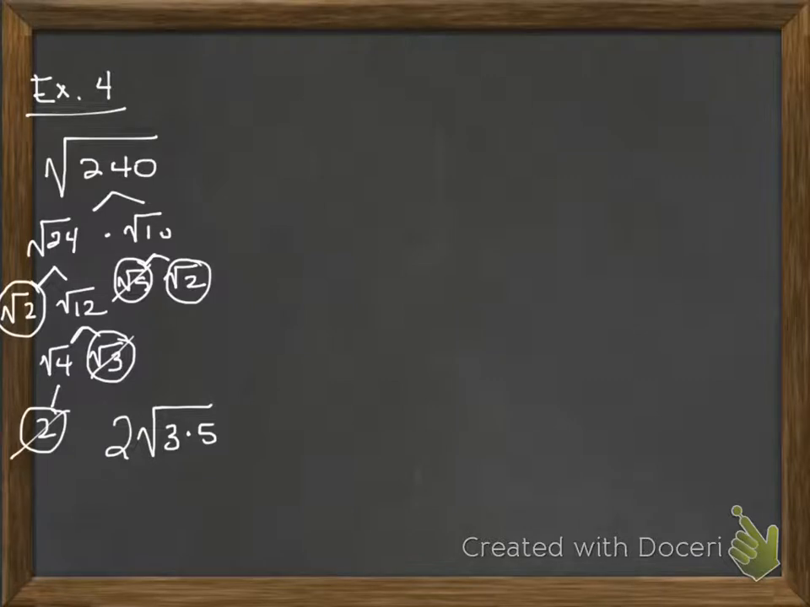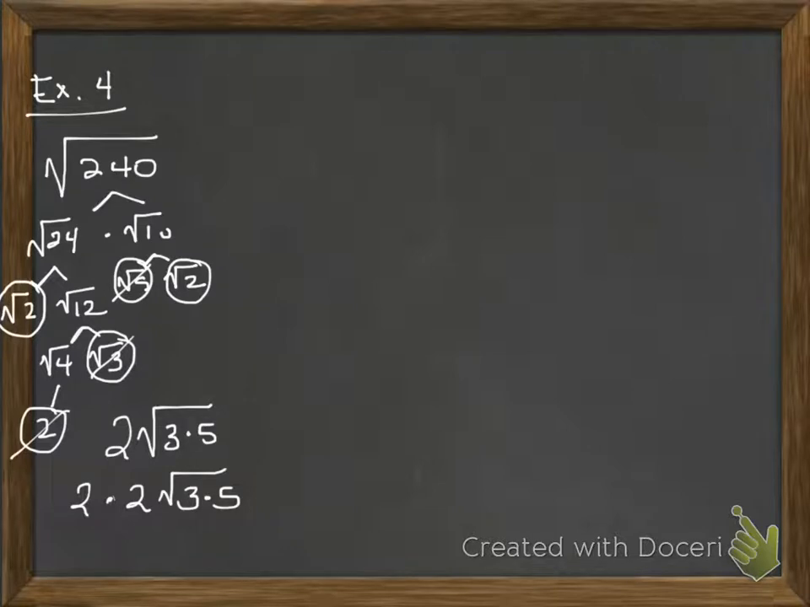Just listen carefully. Whenever you break down all the factors, like we did here, if you have 2 that are the same, just take one of the numbers and put it on the outside. So I'm now going to have 2 times 2 square roots of 3 times 5.